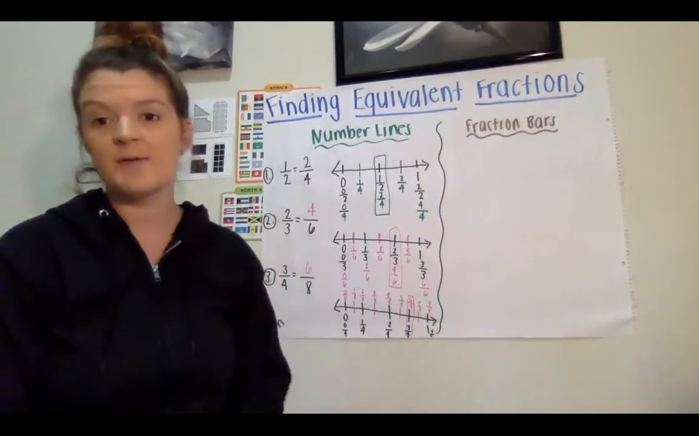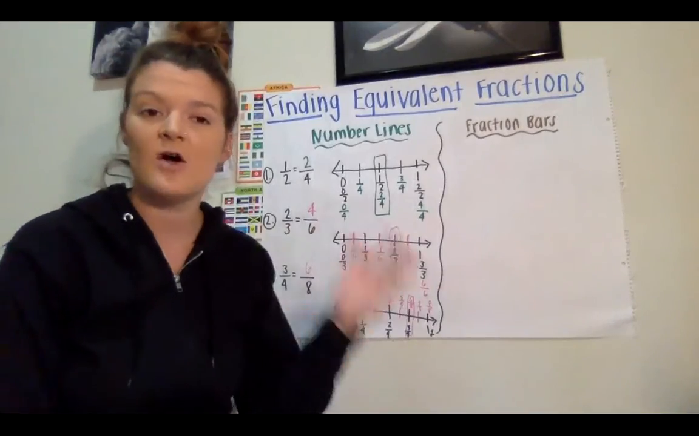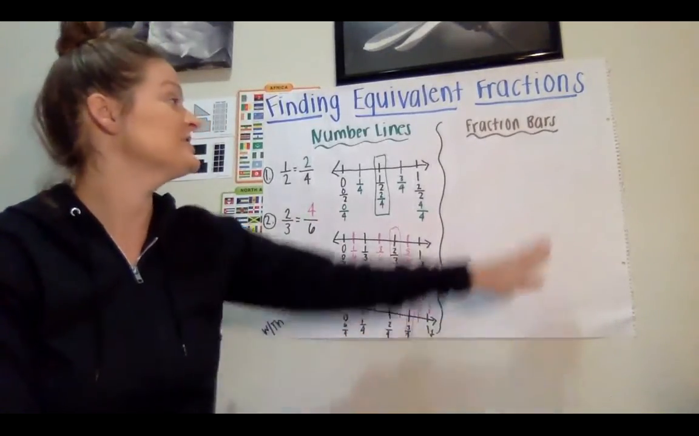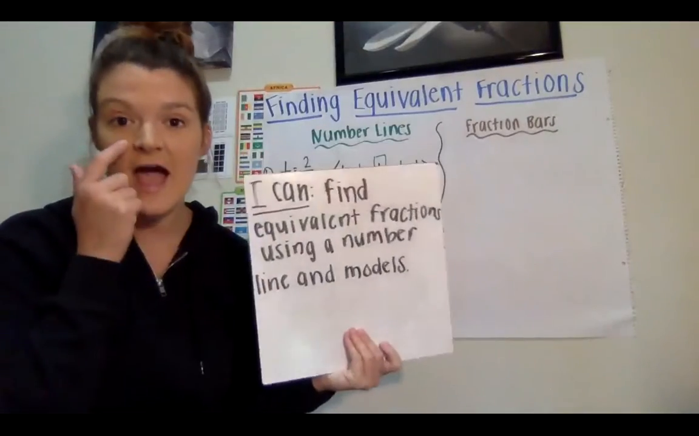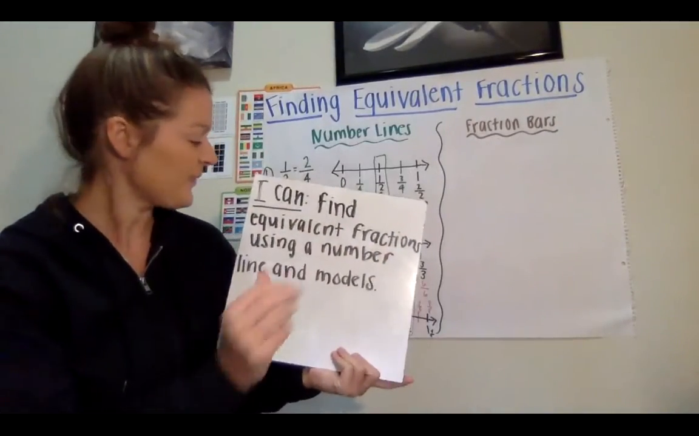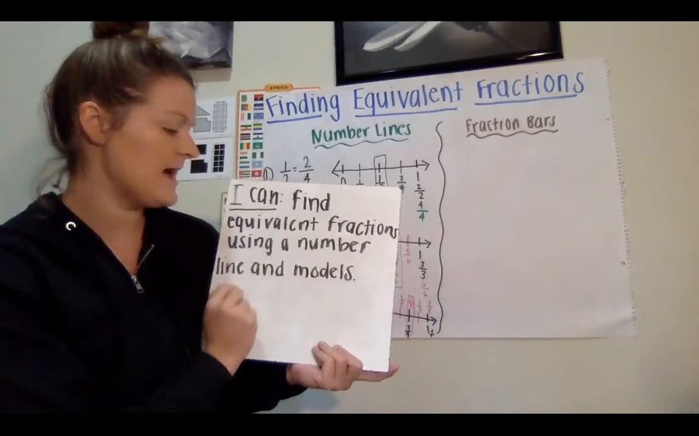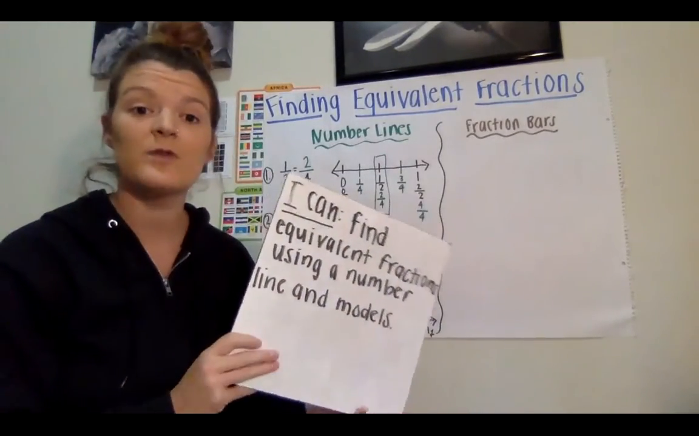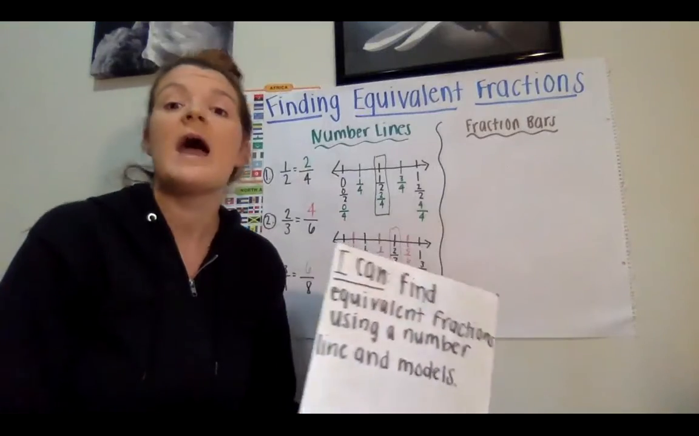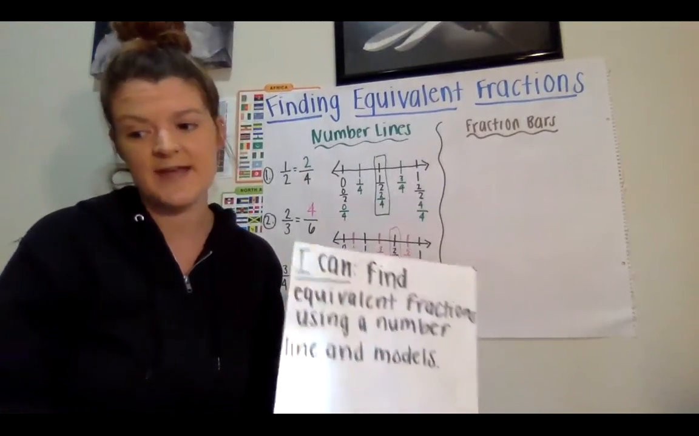Yesterday, we started talking about equivalent fractions using number lines, so today we're going to add on to that with equivalent fractions using fraction bars or fraction strips. So let's look at our I can statement for today. It says, I can find equivalent fractions using a number line and models. So we're going to be jumping back and forth between both, and I'm going to show you how to use a number line or fraction bars to help you with your classwork today.